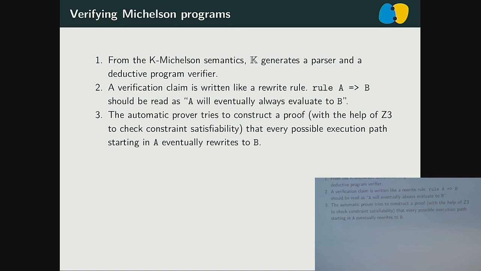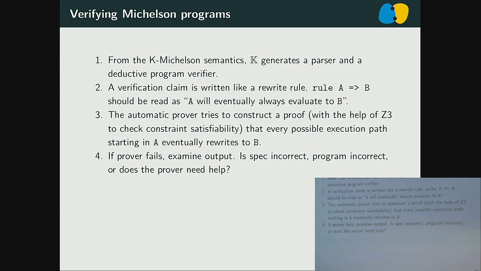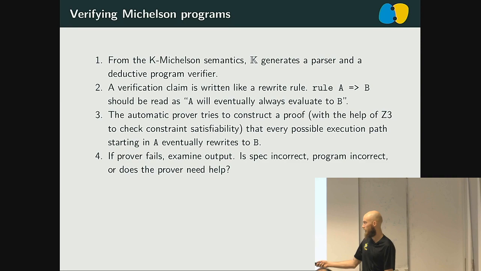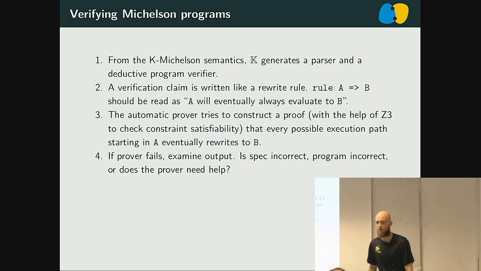And if the prover fails, which it does, because you probably did something wrong or something is not clear to it, you have to inspect the output and see, is your spec wrong? Is there a bug in your semantics? Is your program wrong? Or does the prover need some help? Usually, this is the most common case. The prover needs to be able to reason about certain built-in functions or something, so you need to add some lemmas.